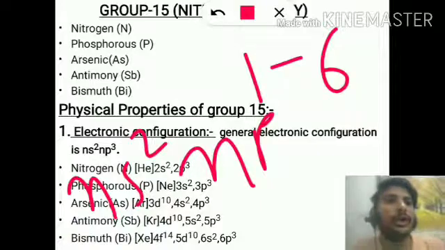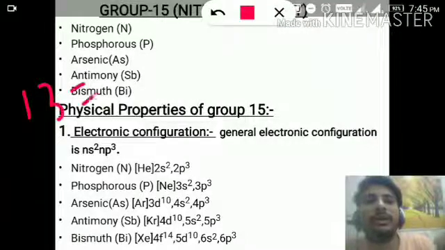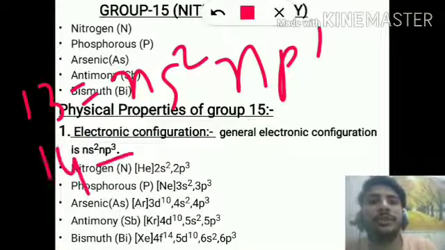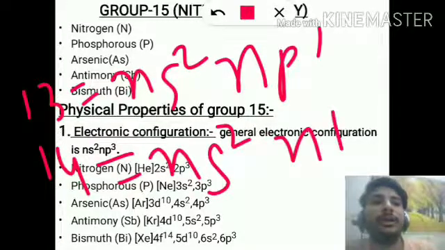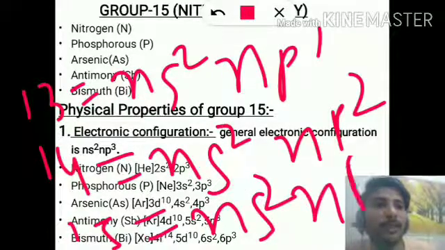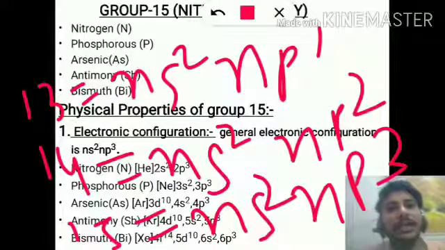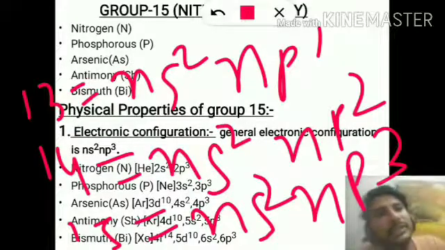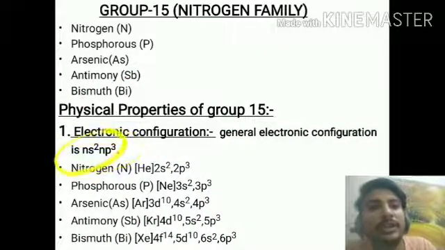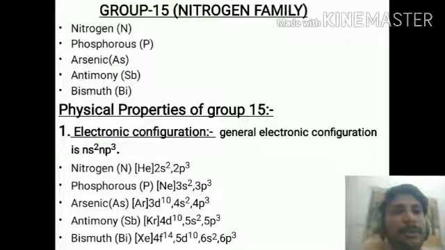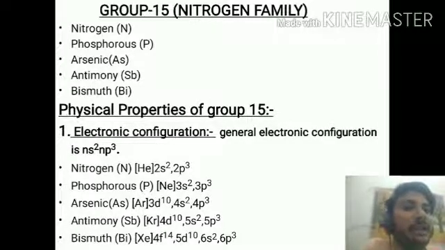But if we are talking about group 15 elements, for group 13 the electronic configuration is ns2 np1. For group 14 it is ns2 np2. For group 15 it is ns2 np3. So you can see group 13 is ns2 np1, then ns2 np2, then ns2 np3, which means the general electronic configuration of group 15 is ns2 np3. Okay, now write the electronic configuration of nitrogen, phosphorus, arsenic, antimony, bismuth.